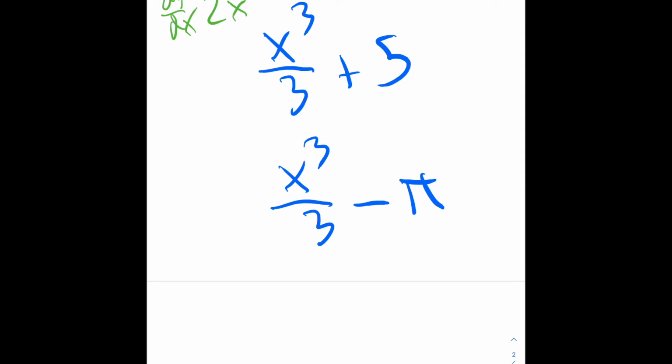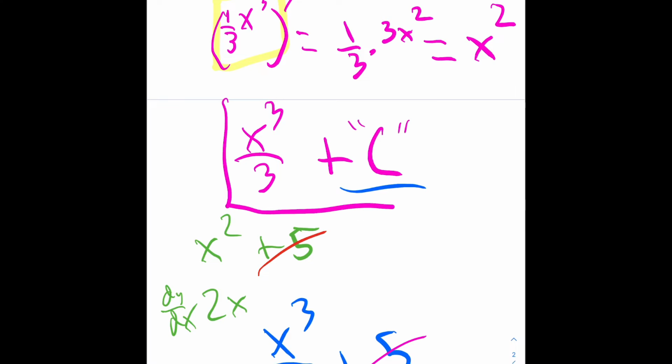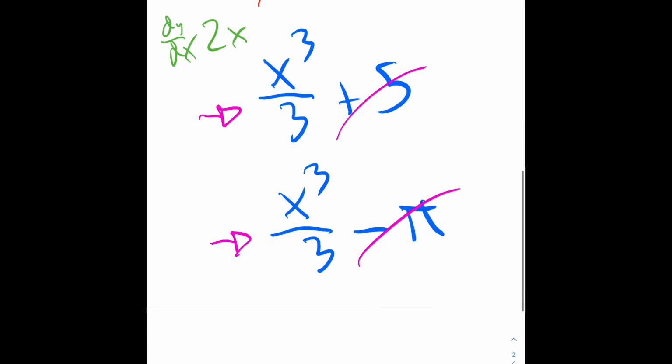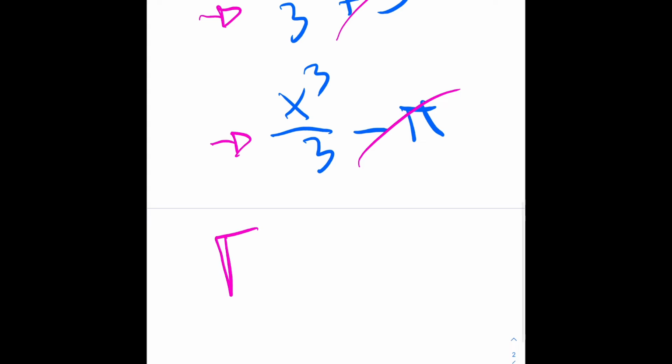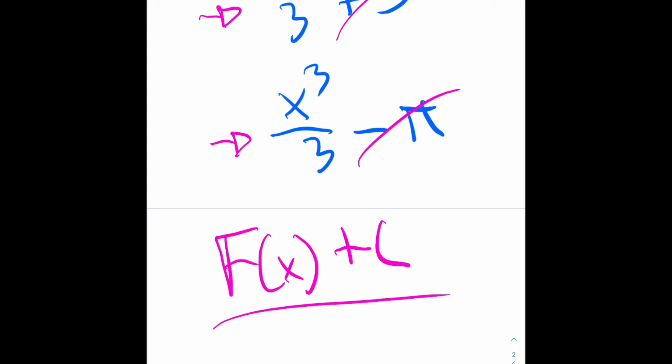whenever I take the derivative of this, my derivative is going to be x squared, because this is going to cancel out, or this is going to cancel out. So these could both be potential solutions, and there's actually an infinite amount of solutions. That's why when we take antiderivatives, we have to add the constant back in. So capital F of x plus c is your generic form for an antiderivative.